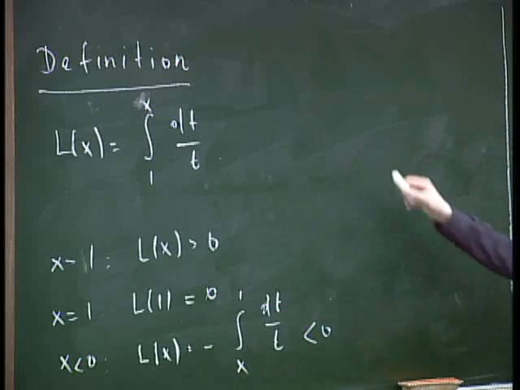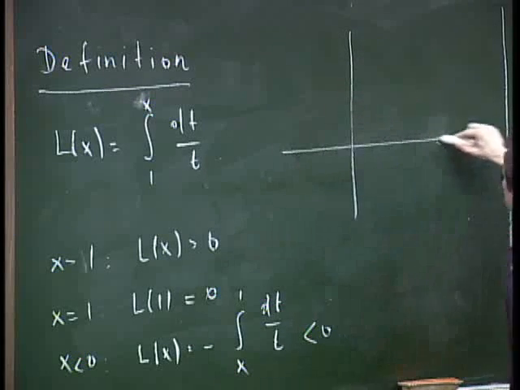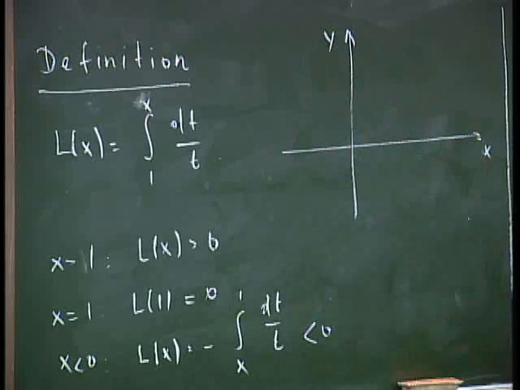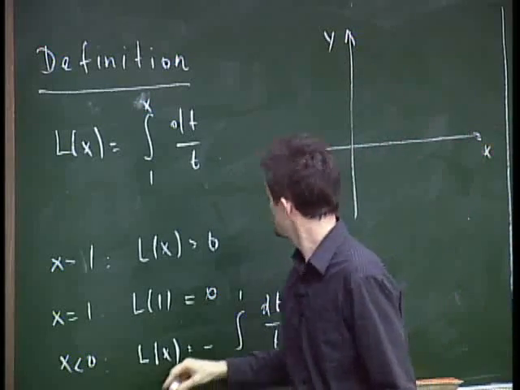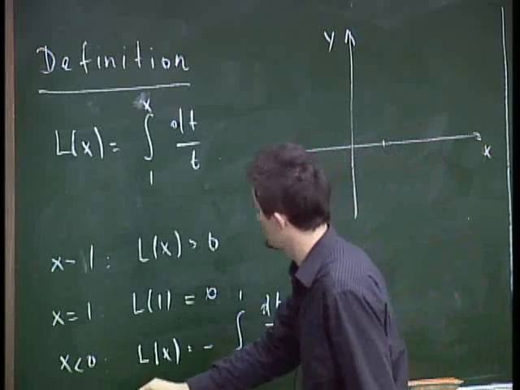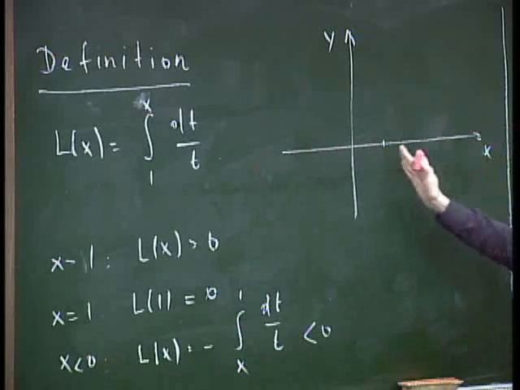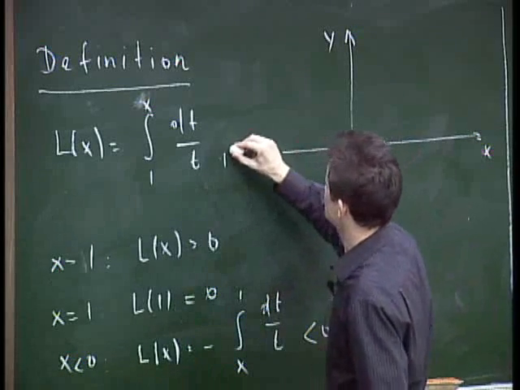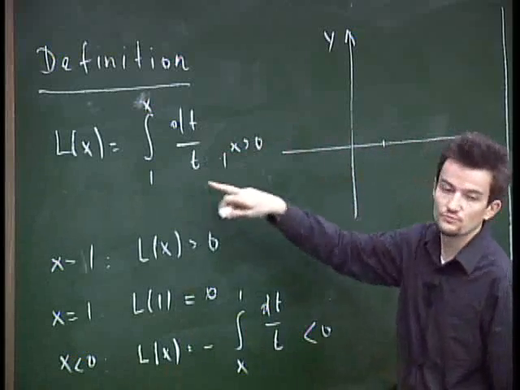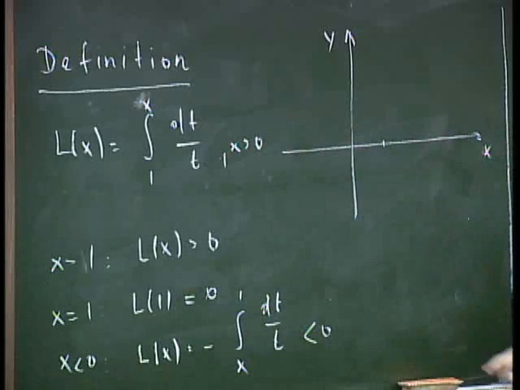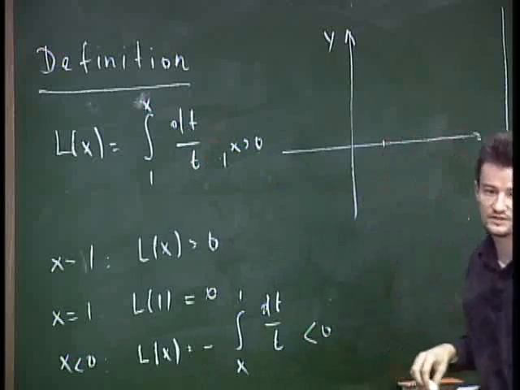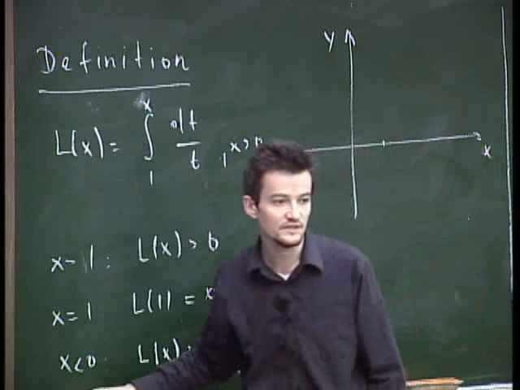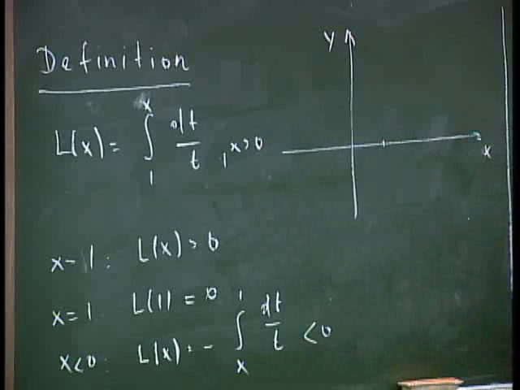So already from this definition, we see that the new function L of x is 0 at this point, positive here and negative here. And it's just defined for x larger than 0, of course. Maybe I should stress this, because otherwise the function 1 over t is not continuous. This definition just works for x larger than 0. So already from these simple properties, we can say something about the graph of this function. We slightly understand the behavior of the graph.